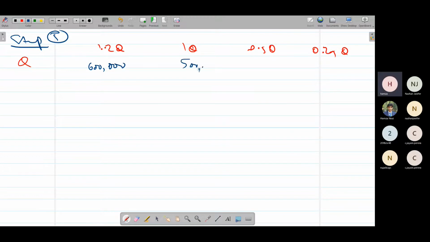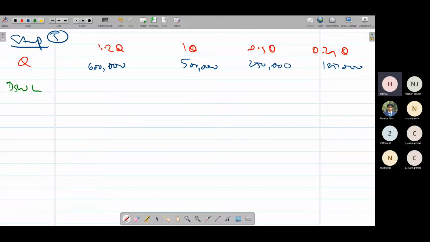This is 1 Q is 500,000. 0.5 is 250,000, and 0.25 is 125,000. So these are discharge values. We have to check our weir against all these values. For these discharge values, first of all, we have to determine the downstream water level.